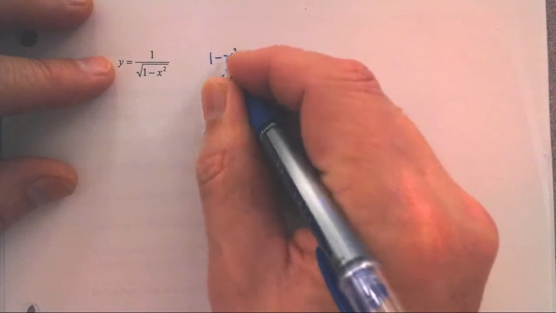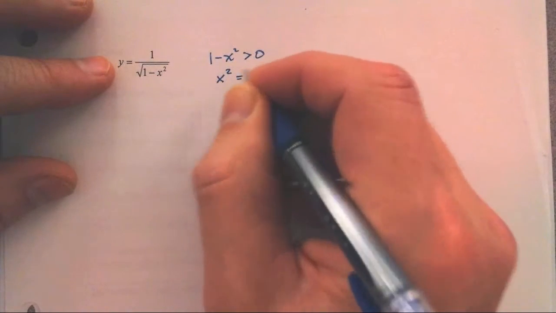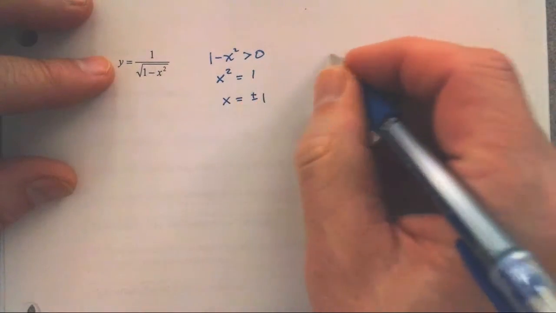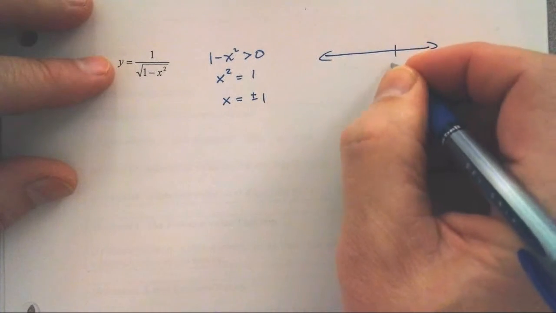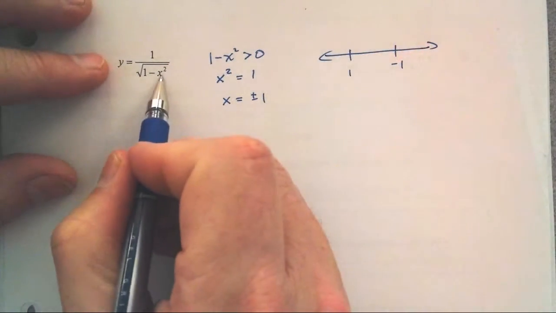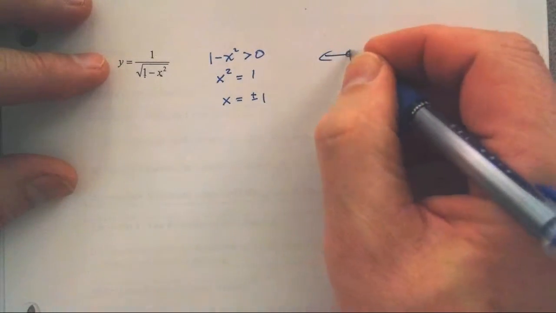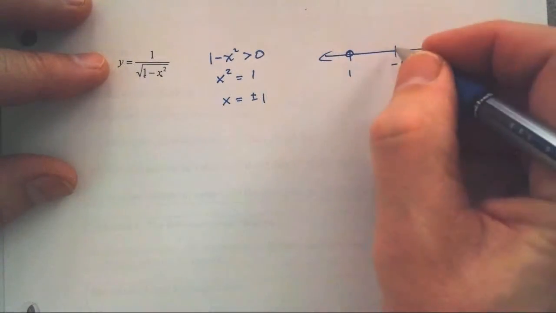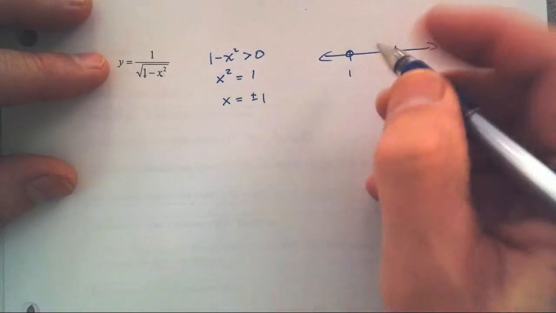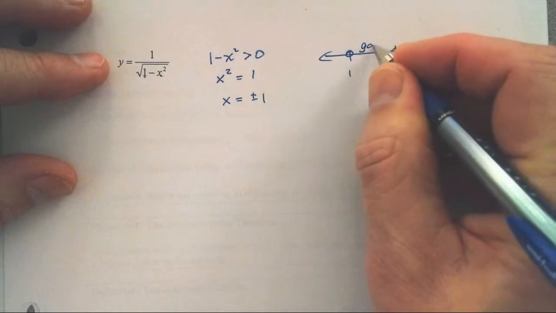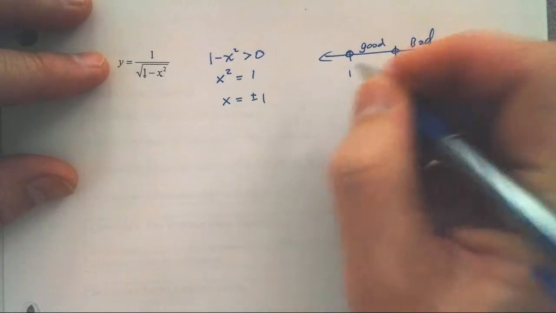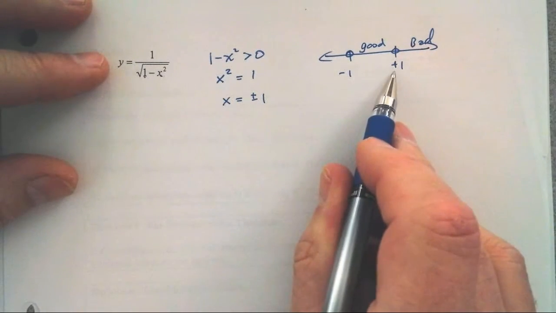That becomes x squared, if I add it to both sides, equals 1. So x is, or I'm treating it as an equal to, plus or minus 1. I'm going to go to a little chart, negative 1, 1. If I put 1 in here, it's undefined. If I put negative 1 in here, it's undefined. If I put 0 in here, it's 1. This is a good zone in here.